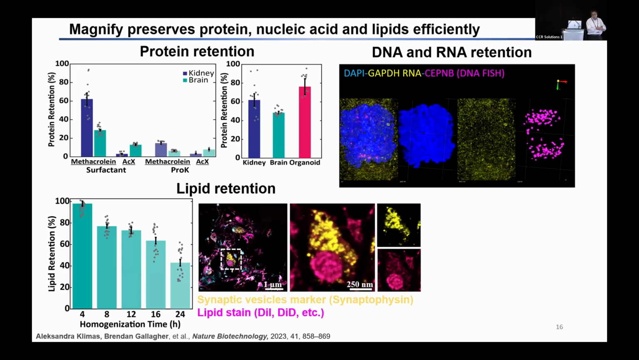That's the presynaptic compartment. The yellow is the synaptic vesicles, and then the lipid stain. We stain with, for example, DiD. You can see the purple one. There's a round-shaped structure there. That's the mitochondria. Actually, if you take a closer look, you can see the crystalline structures, highlighted by the lipid stain.